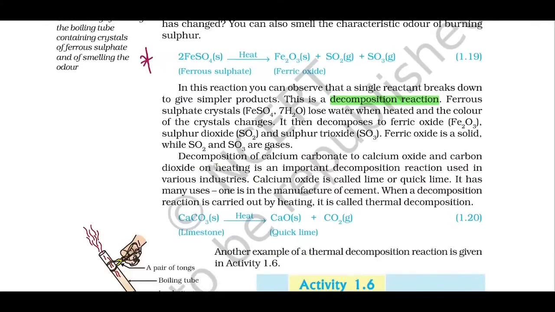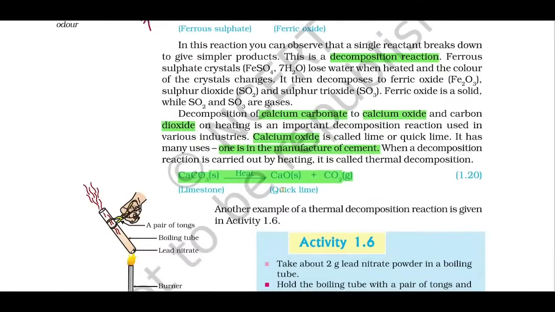And we have one more example, decomposition of calcium carbonate to give calcium oxide and carbon dioxide. So this reaction, that is CaCO3, gives CaO plus CO2. It is a very important industrial application because calcium oxide is called lime or quicklime. It has many uses. It is used in the manufacture of cement. Name the compound which is used in the manufacture of cement. It is calcium oxide. What is another name of calcium oxide? It is quicklime.